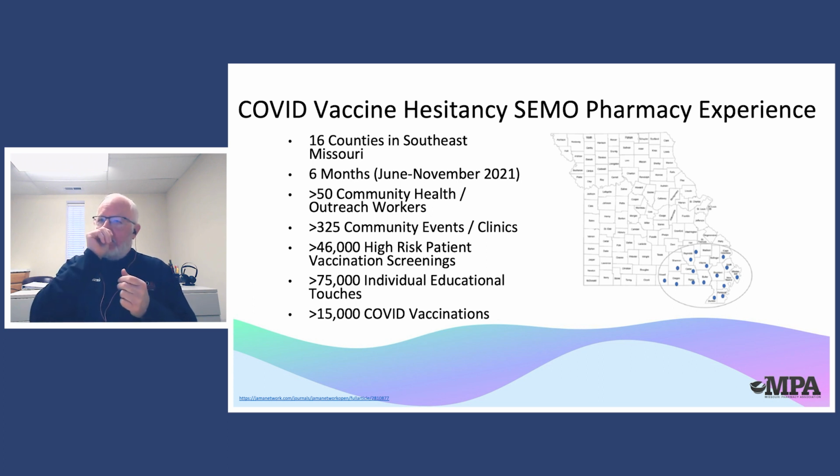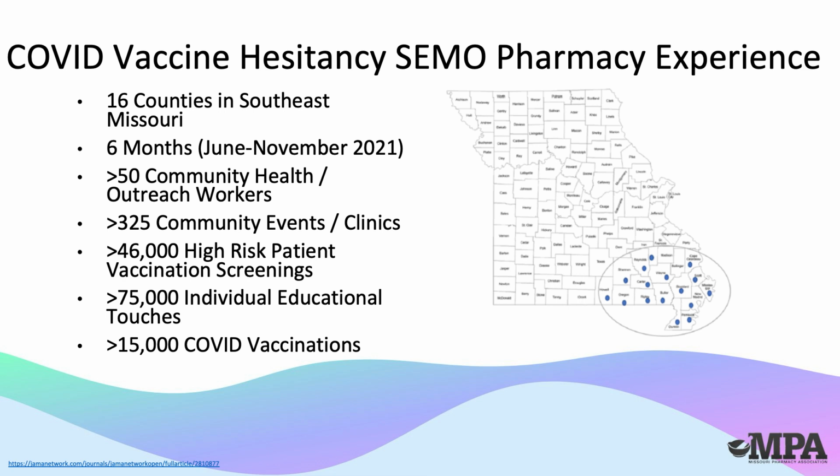clinic events. Our pharmacists did over 46,000 screenings of high-risk patients. And our pharmacists and community health workers provided over 75,000 individual education touches to patients. We talked to individuals over 75,000 times, and our pharmacists provided about 15,000 COVID vaccinations.